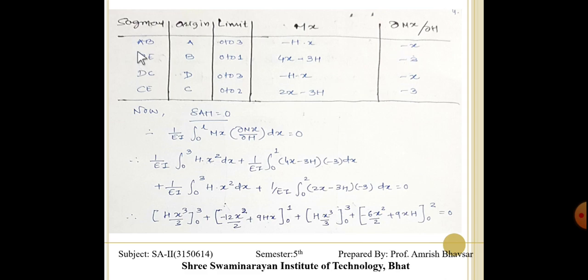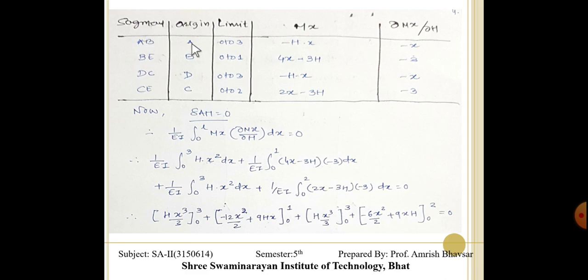So here AB, BE, DC and CE, left to right and right to left, both considerations will be taken here. Now origin A, B, D and C. Limit 0 to 3, 0 to 1, 0 to 3 and 0 to 2.